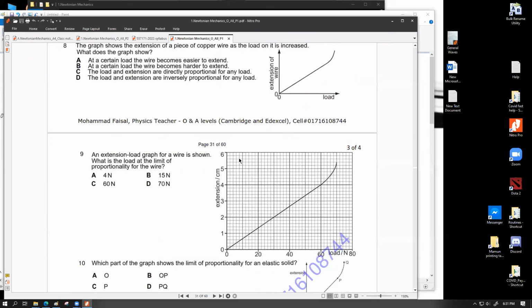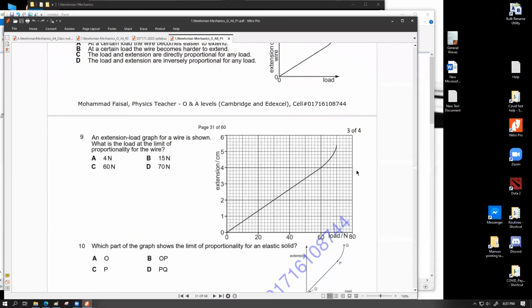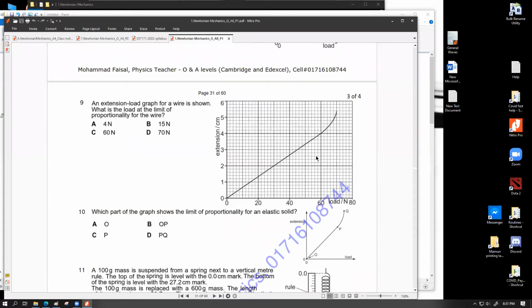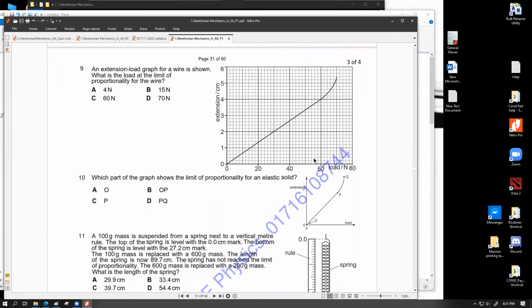So this is why A is the correct response for this question. Beautiful. Number 9. C. Yeah, that's obvious. The end point of the linear part. That also shows the limit of proportionality.